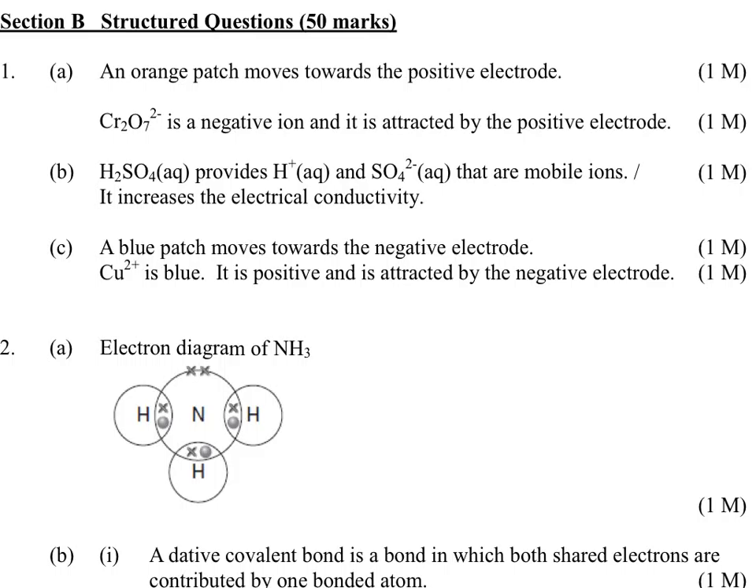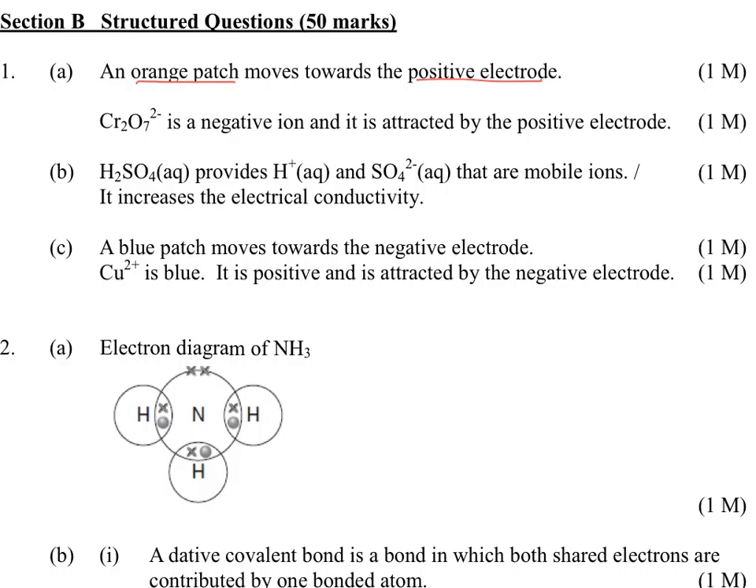For the first question, it's about a setup to determine the color and the charge of ions, which is in book 1B. So what will you observe? You will observe the orange patch moving towards the positive electrode. And you need to have an explanation about this. When I mark it, I find that many of you cannot answer correctly.